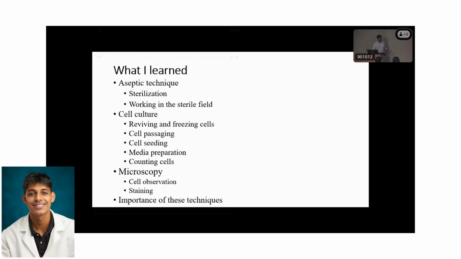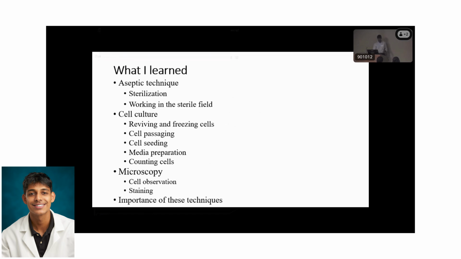So I wanted to take a step back and just give you a background of what I learned in working in a wet lab environment throughout the last 9 weeks. So first, I was introduced to the aseptic technique, which refers to a set of practices and procedures centered around preventing contamination in the lab. This technique is essential for ensuring the integrity of lab experiments.